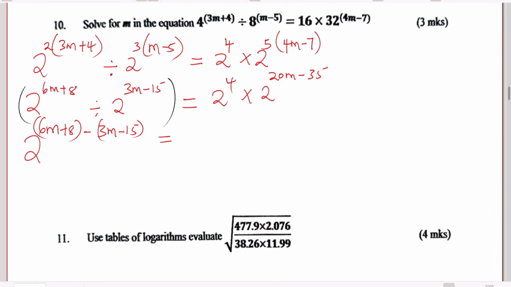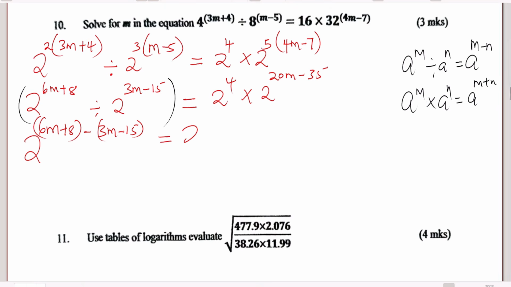Is equal to, now for the right hand side, the law of multiplication. When you're multiplying and the bases are the same, you simply add the powers. Remember these laws. I'll write them here. When you're given, let's say, a^m divided by a^n, you subtract the powers. If you have a^m times a^n, then you add the powers, m plus n. That is what I'm using here. So the right hand side, you have 2 to the power 4 plus 20m minus 35.